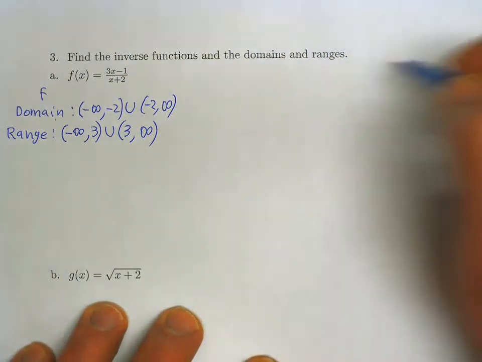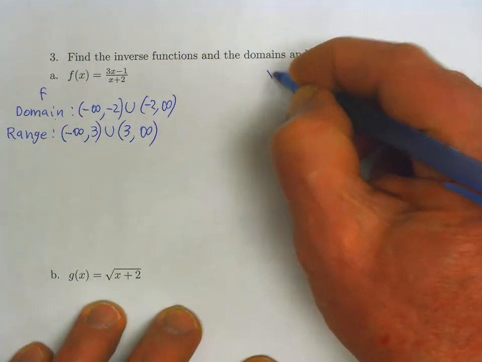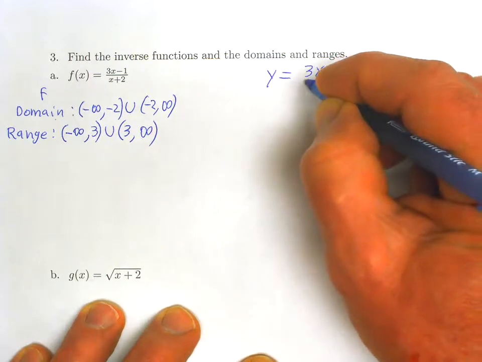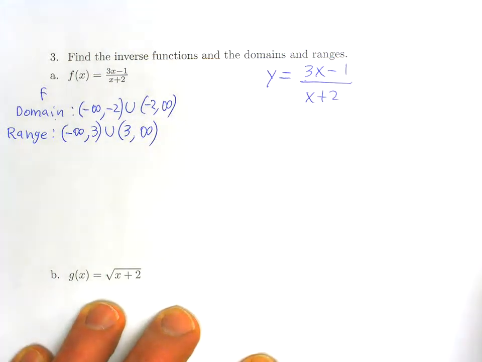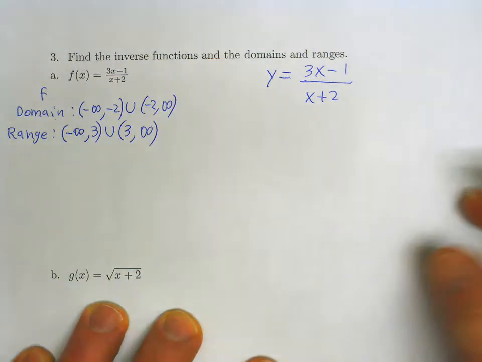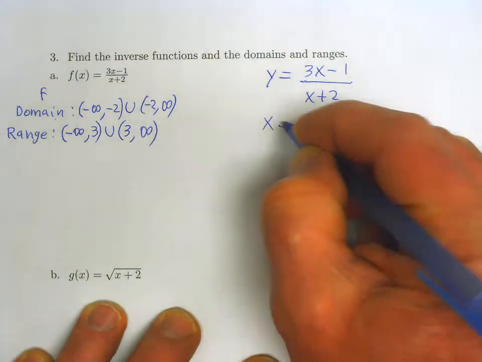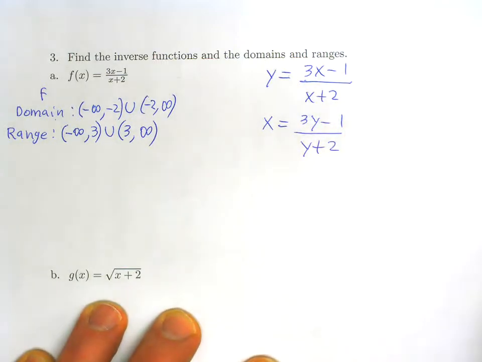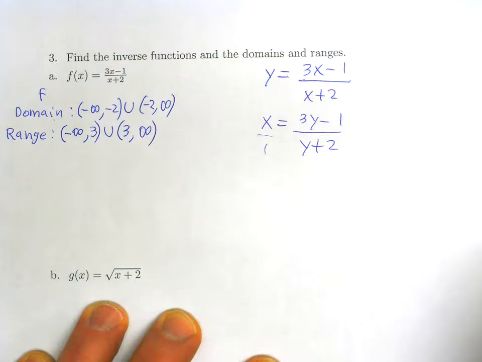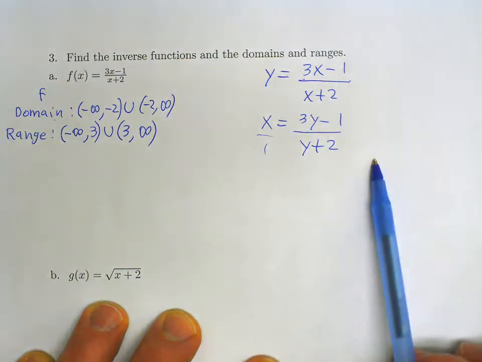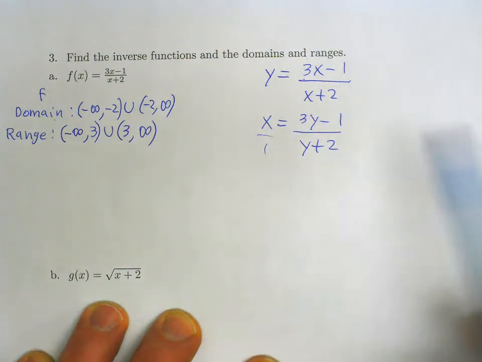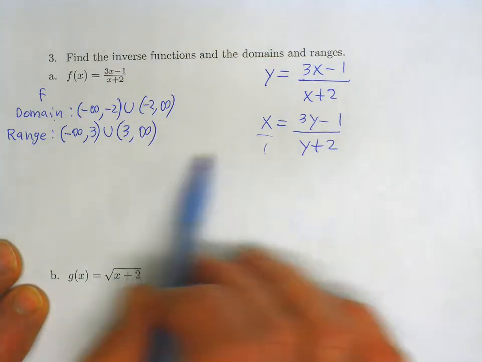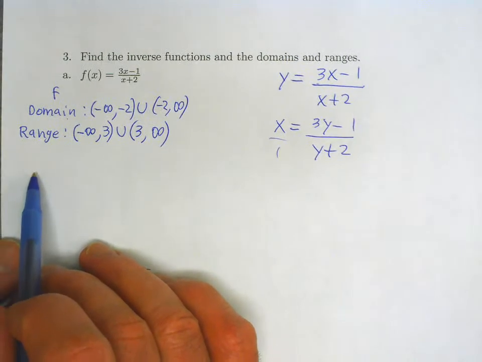Okay, but now we find the inverse. Replace f of x with y, so we get y equals 3x minus 1 over x plus 2. Then interchange x and y, so we get x equals 3y minus 1 over y plus 2. And then multiply both sides by the least common denominator, which is y plus 2. So I'm going to start the work over here.